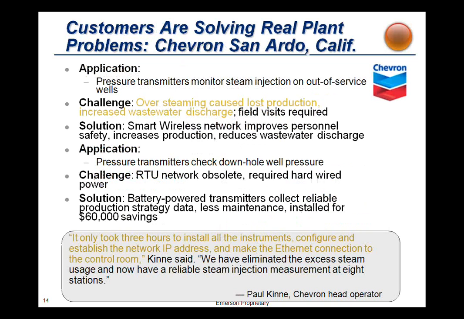What we'll do now is just have a look at some of the applications, and I'll just quickly step through these. We started a little late, so I'm going to get through them very quickly, but if you have a look, it only took 3 hours to install the instruments and configure and establish the IP network and make the Ethernet connection ready at the control room. These are qualified business results from a wide range of customers. If people would like further information on this, again, Sustain Energy can provide you with specific details.